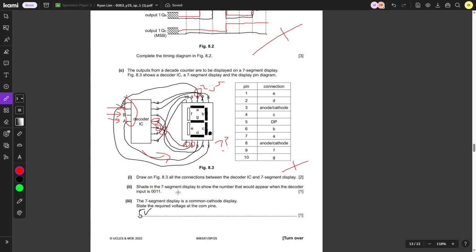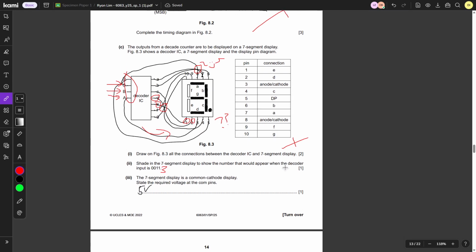Okay. Shade the 7 segment display to show the number. Okay, yeah, this is 3. So, yep, this is correct. It's a common cathode display. So at the COM pins it would be 5 volts.